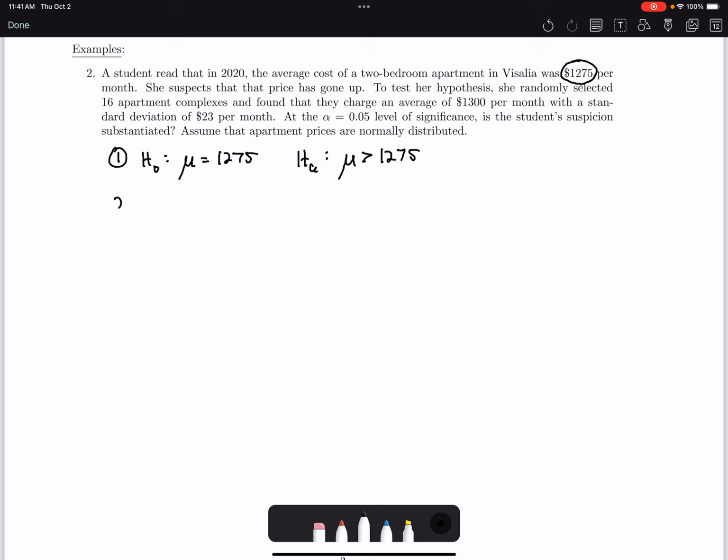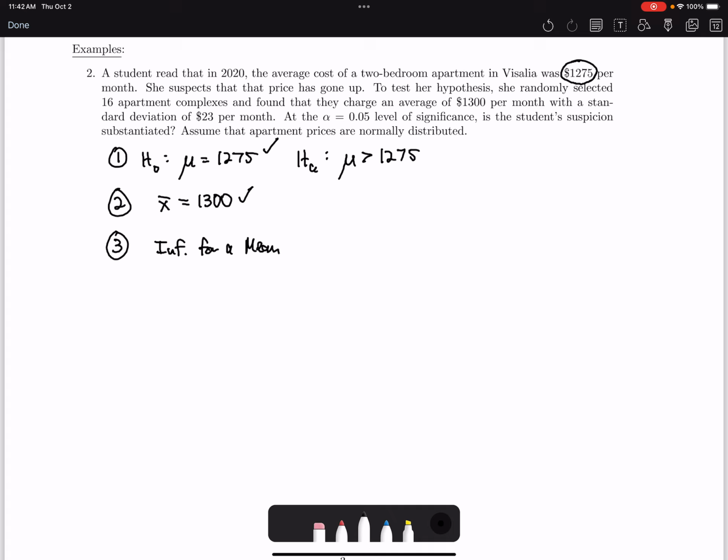Well, what evidence does she have in her favor? She collected a sample of apartments and found that the sample mean was 1,300, and that is bigger than 1275, so maybe she's right. The only way to know that for sure is to compute the p-value. We have to compute the probability that she would have obtained this if the null were true. So let's do that. We're going to use the inference for a mean app from Art of Stat.